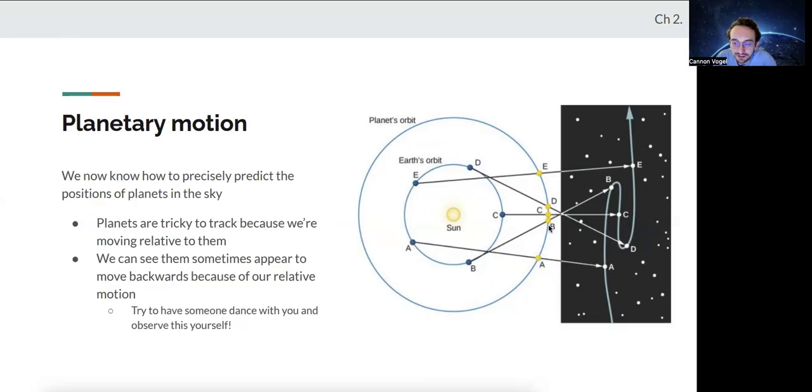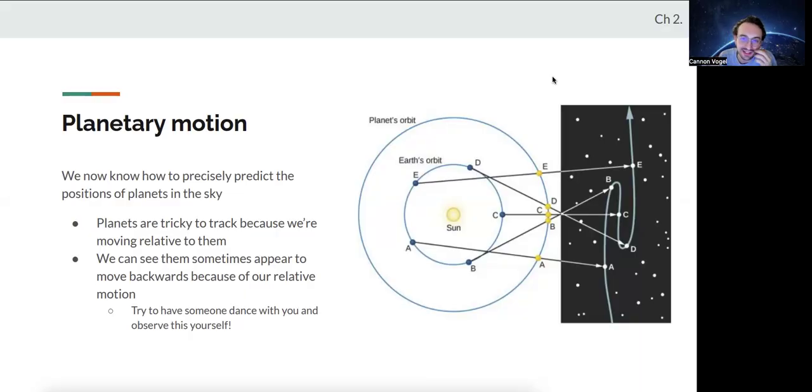Even though, see how it actually moved forward, A, B, C, D, E, it's moving in the right way. But from our perspective, because we're orbiting a little bit faster as we get closer to the sun, we see it go forward and then back and then forward again. Okay, we see this strange backwards motion.